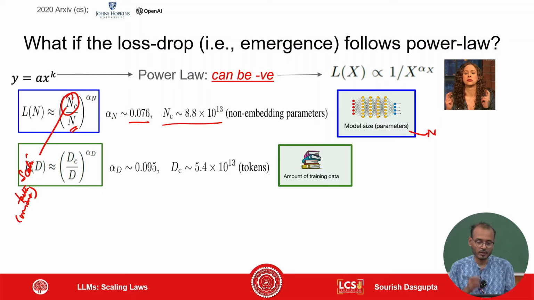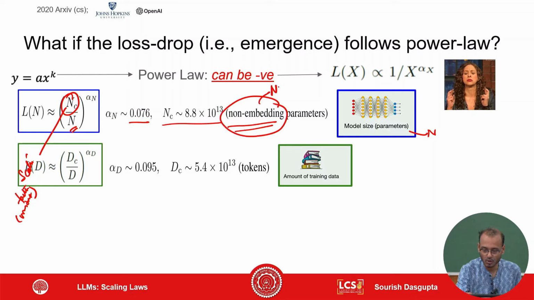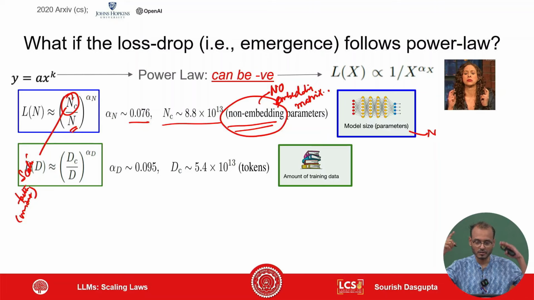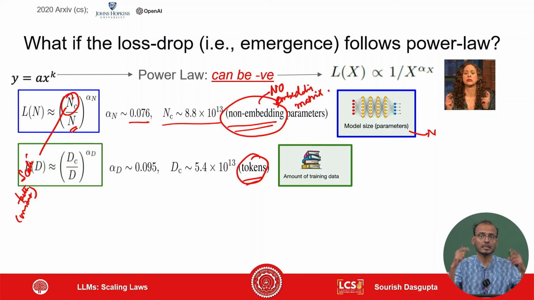One important thing that we have to understand here is they did not take the embedding matrix, so no embedding matrix during the calculations or the curve fitting. And by training data, what they really mean is the total number of tokens inside the training data.